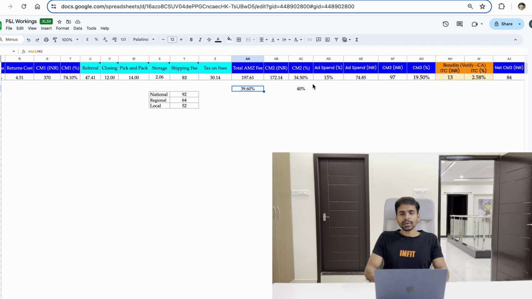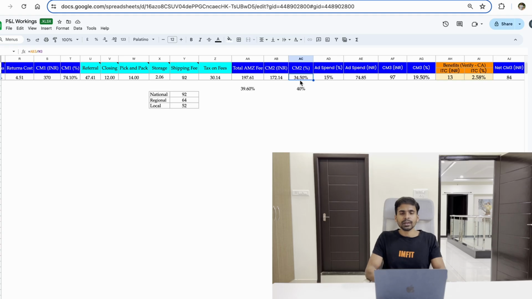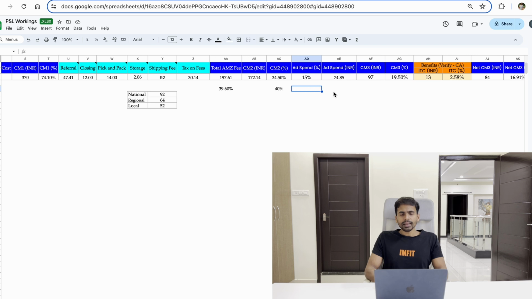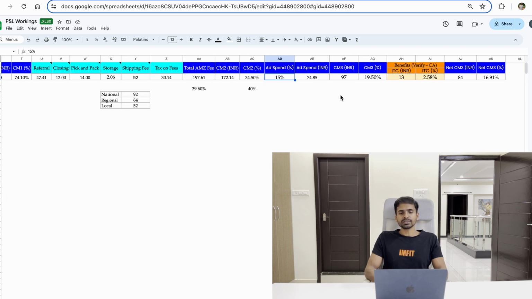And then if I look at my CM2, the way I calculated my CM2, I already have my CM1 which is 370. From this 370, I have removed all the Amazon related costs in order to arrive at my CM2. When you look at Amazon Kitna Milega profitability calculators, the margin that you see is your CM2. Now here my CM2 is 34.5%. In case I am trying to select a good product, I want this number to be greater than 40%. And then let's also assume that at steady state, you're going to have 15% TACoS.